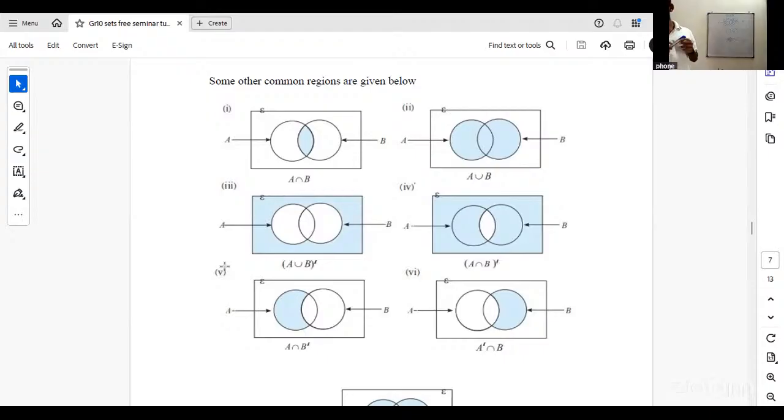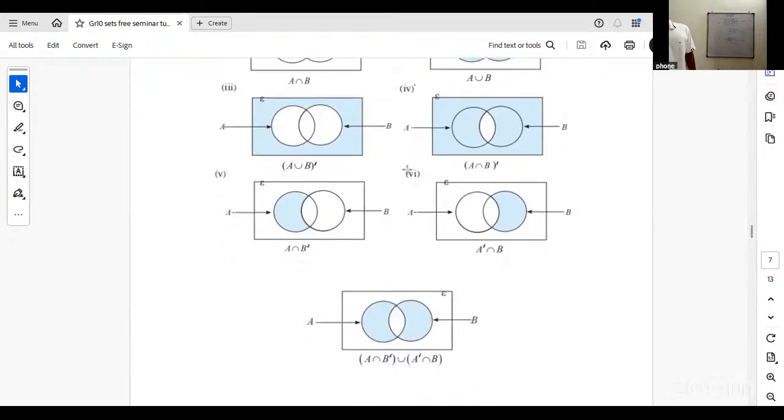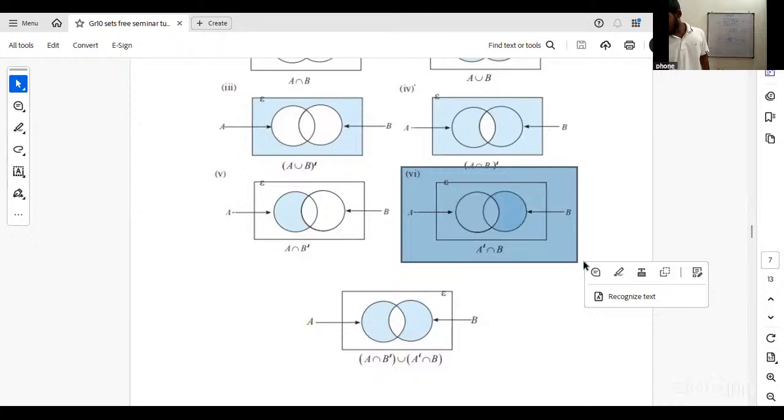Okay. This is the fifth example that we have discussed. Then the sixth example says A dash intersecting B. A is this one, B is this. Yeah, A and B. Now first one is A dash. A dash is the complement of A. It should not be from A.